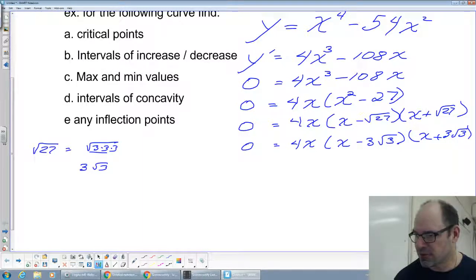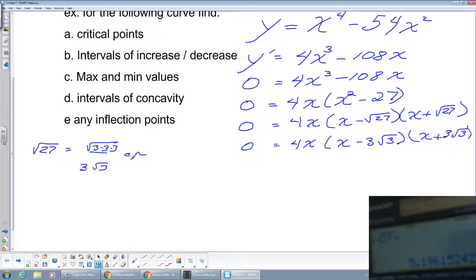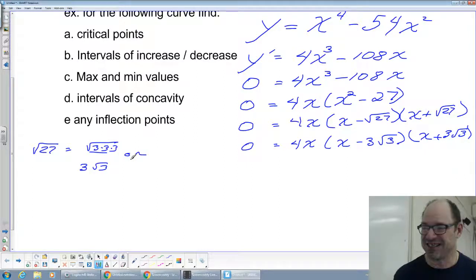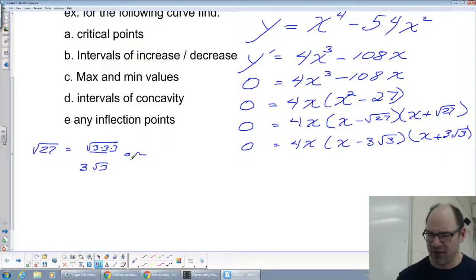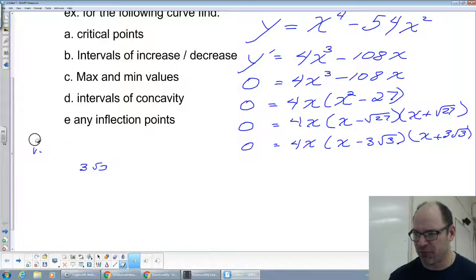Or you could do it on our calculator. If we go root 27, my calculator changes it into roots, but as a decimal, it's 5.2. Now, is it wrong for you to use decimals? No, it's not wrong. It's just not exact. You could put a decimal in there if you wanted, that's fine. So that gives us three possible factors, three critical points.